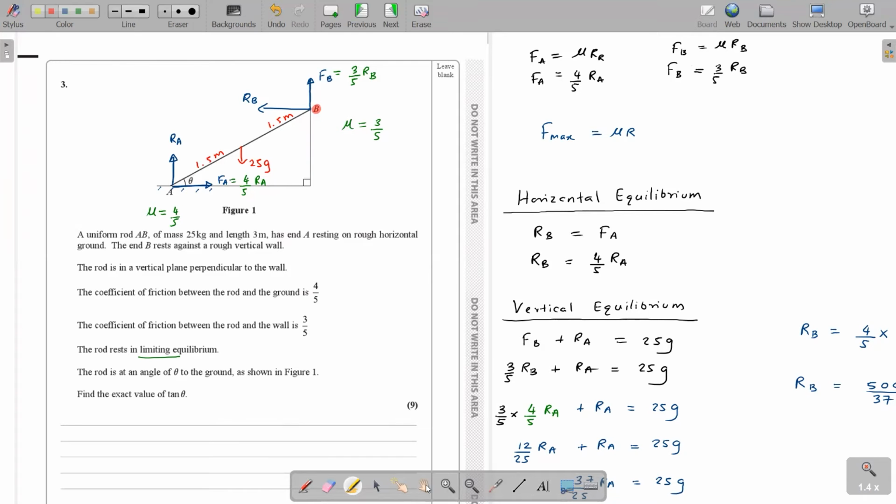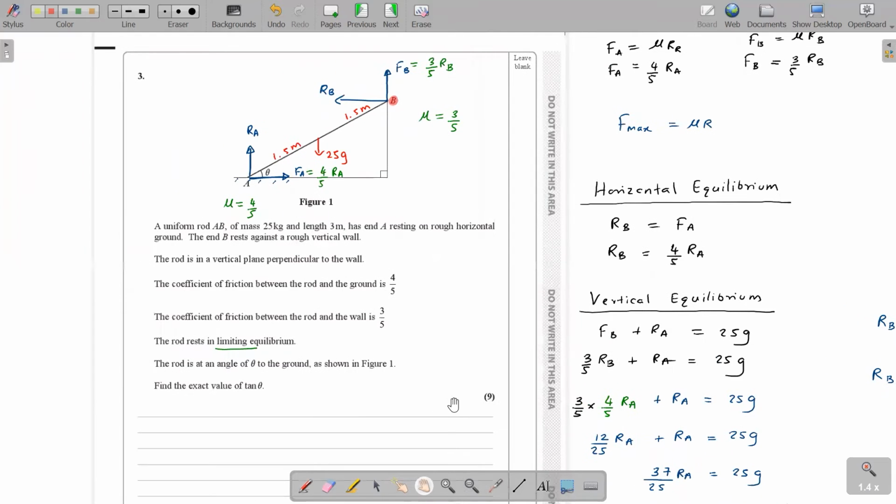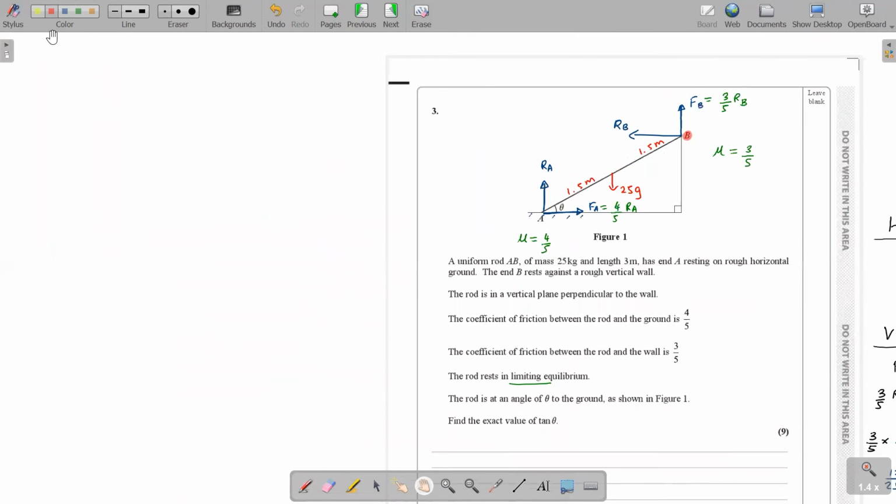So then you can go with either moments around A or moments around B. There's a suggestion: let's do moments around B. It doesn't matter either way. So if I take moments around B, I'll consider clockwise as positive. What are the forces we have? At B, the FB and the normal reaction B are both not going to produce a moment because they both go through B.